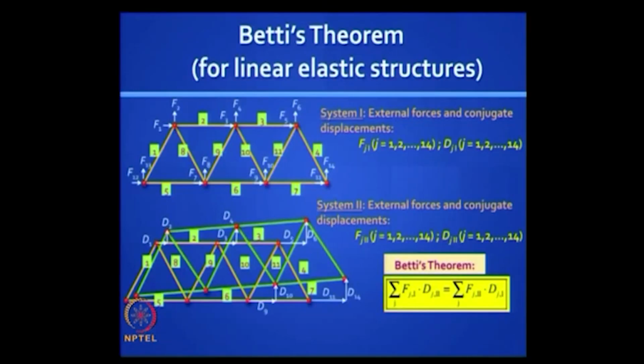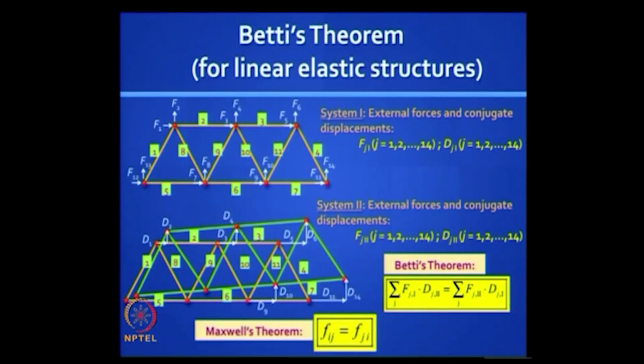That product is equal to the summation of the forces that you would get. I mean, this summation product, if you were to multiply the forces in system 2 with the conjugate displacement in system 1. So this is really reciprocal, not only in terms of displacements but also in terms of forces, and this can be easily proved.